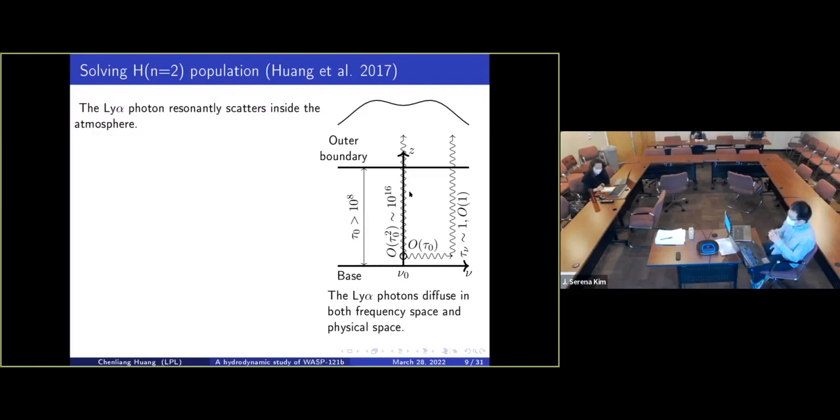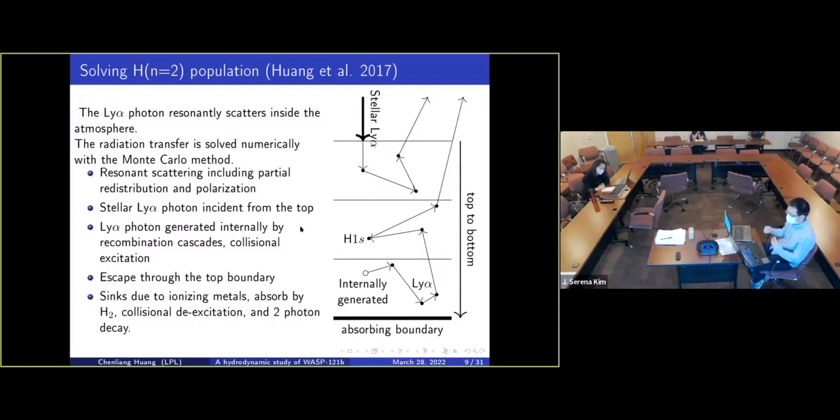So in the Garcia Munoz work, because of the physical complexity of this resonance scattering problem, they basically assume complete redistribution. So for every scattering, they assume the photon is emitted with the Voigt profile centered at the line center. Then they can write a radiative transfer equation combined with the model to solve for the Lyman alpha profile. In our work, we chose to use a Monte Carlo simulation. In the Monte Carlo simulation, we have the partial redistribution I just talked about, and also include the polarization.